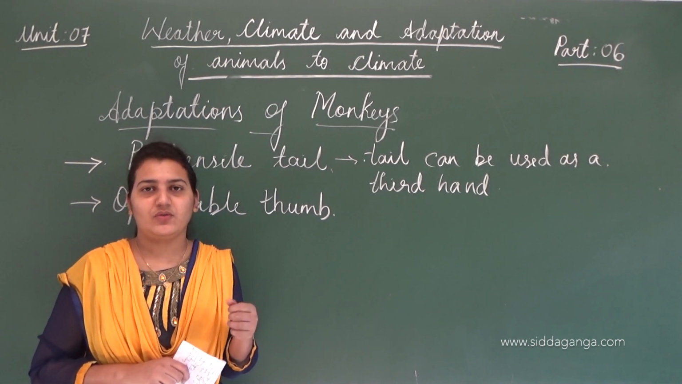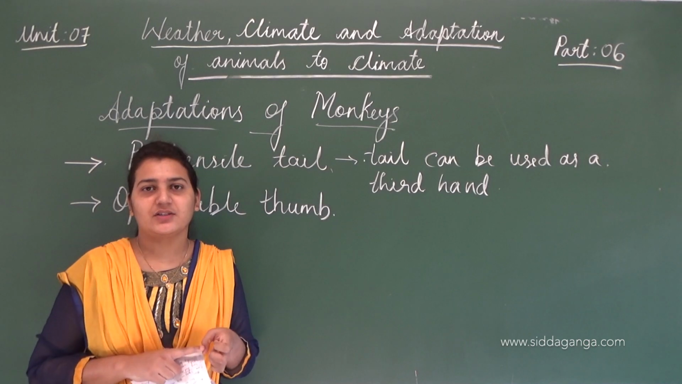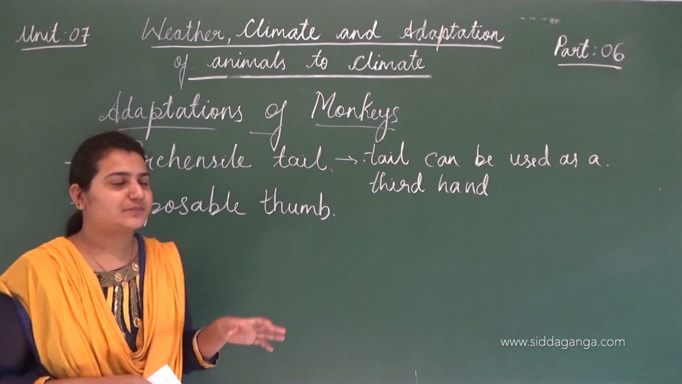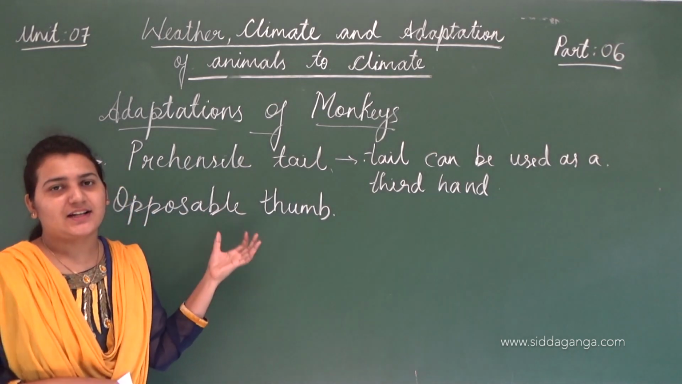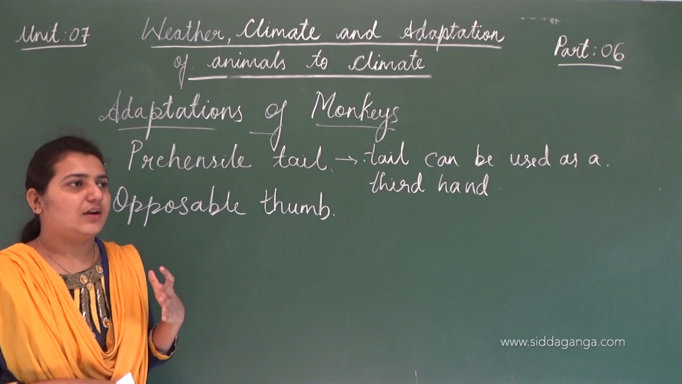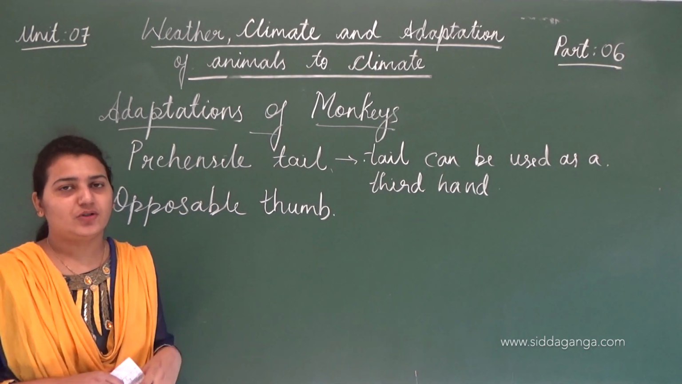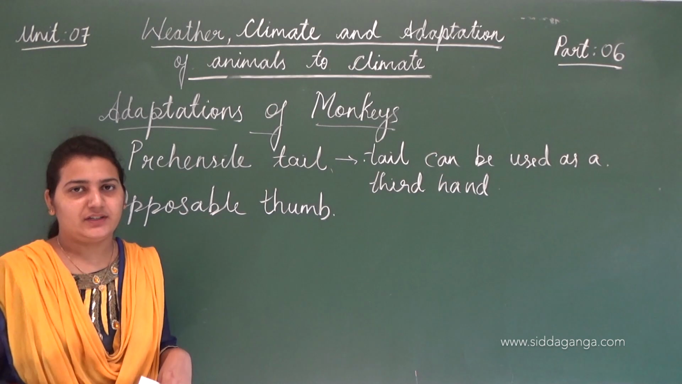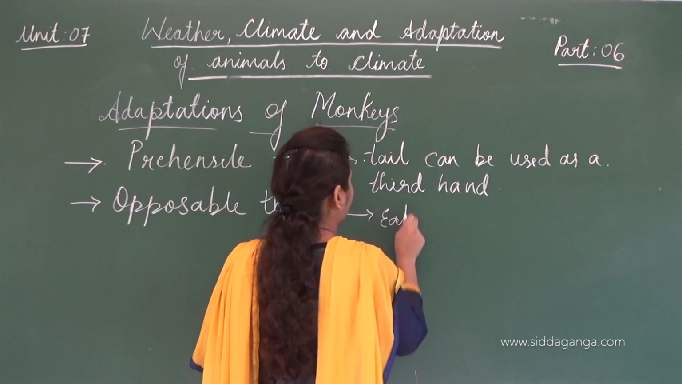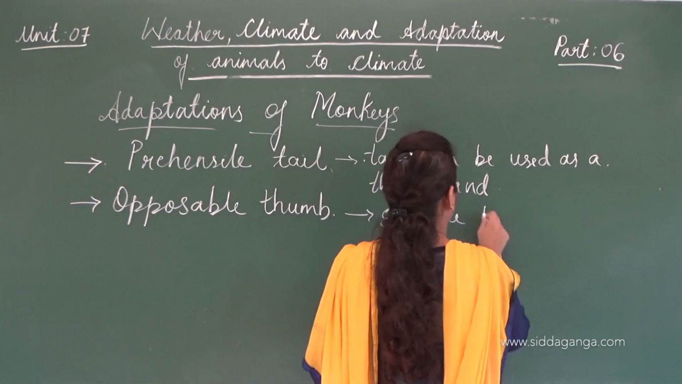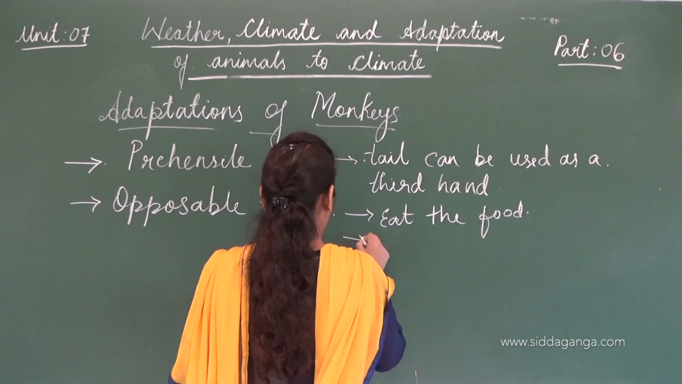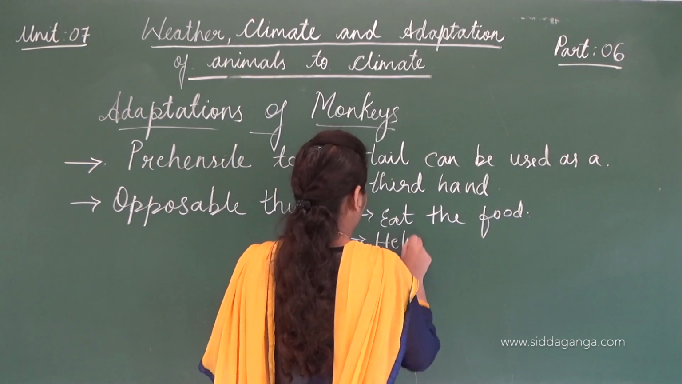We can only bend in one direction, so don't ever try to bend the thumb in another direction. We can't. But these monkeys can, and that opposable thumb makes it easy for them to get the food or to eat the food in a more convenient way. So this opposable thumb helps these monkeys to eat the food, and also helps in climbing.